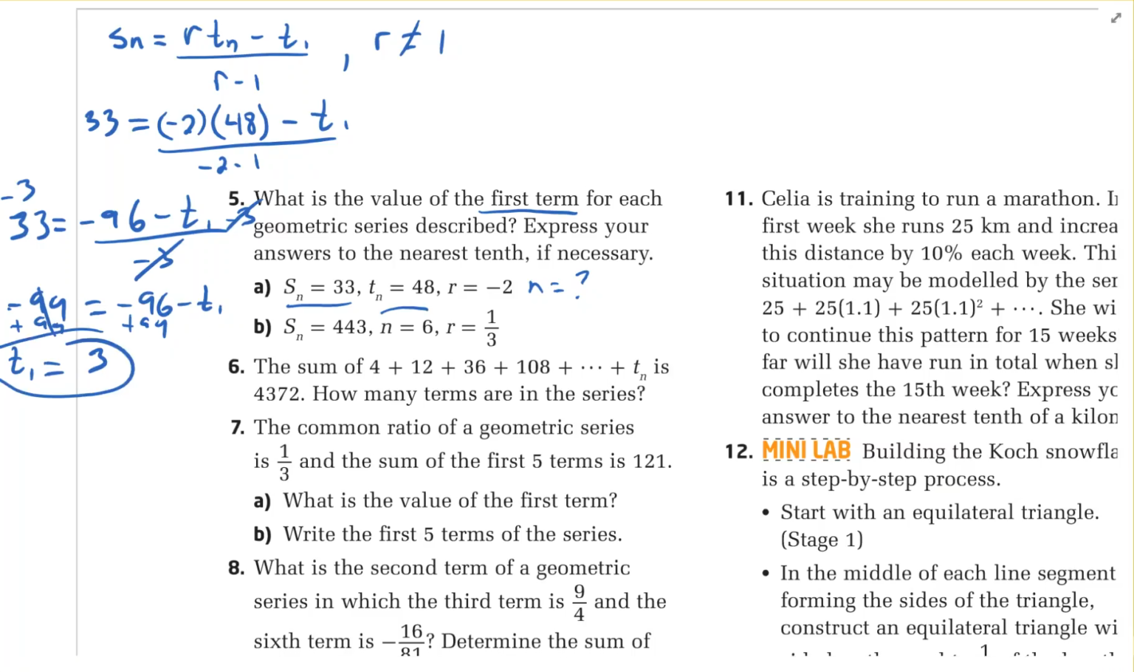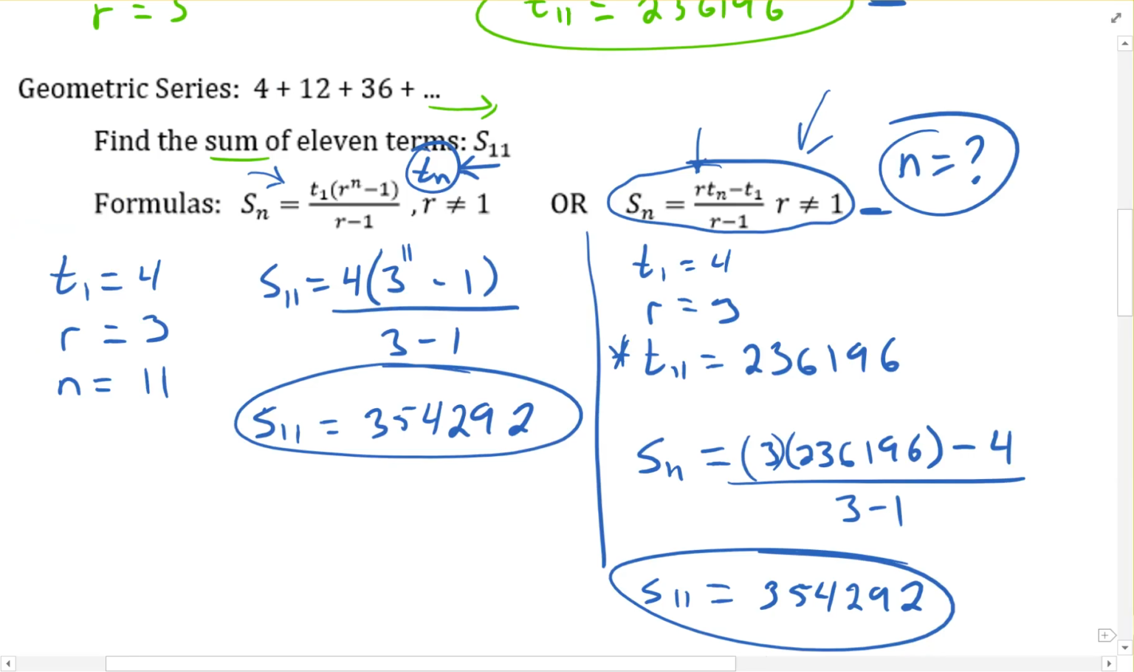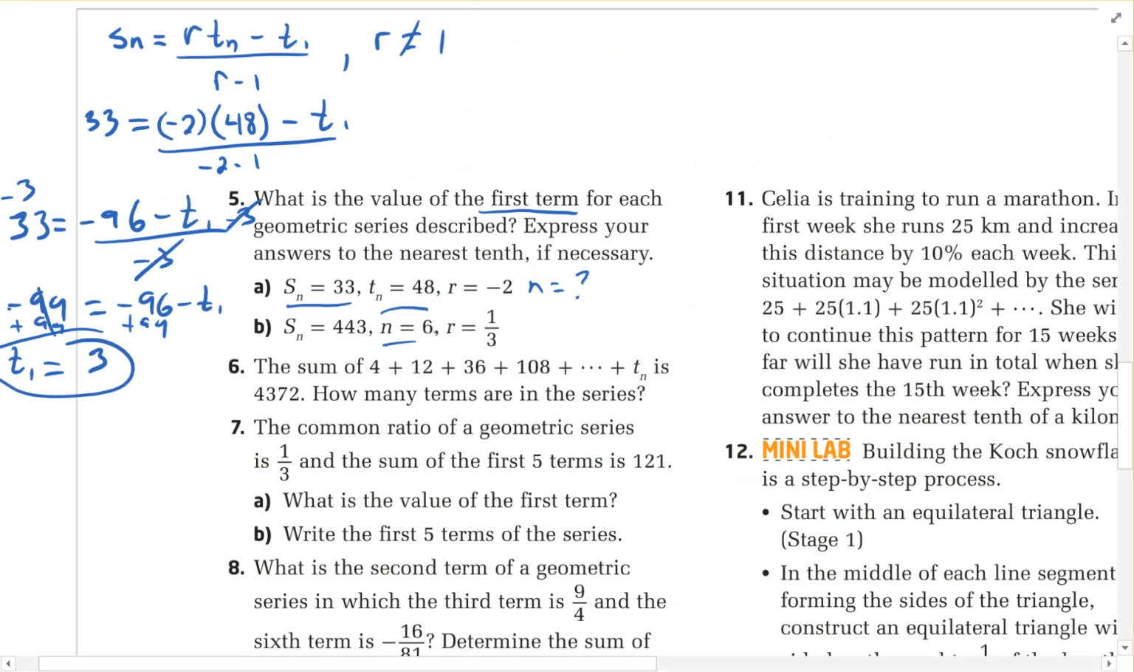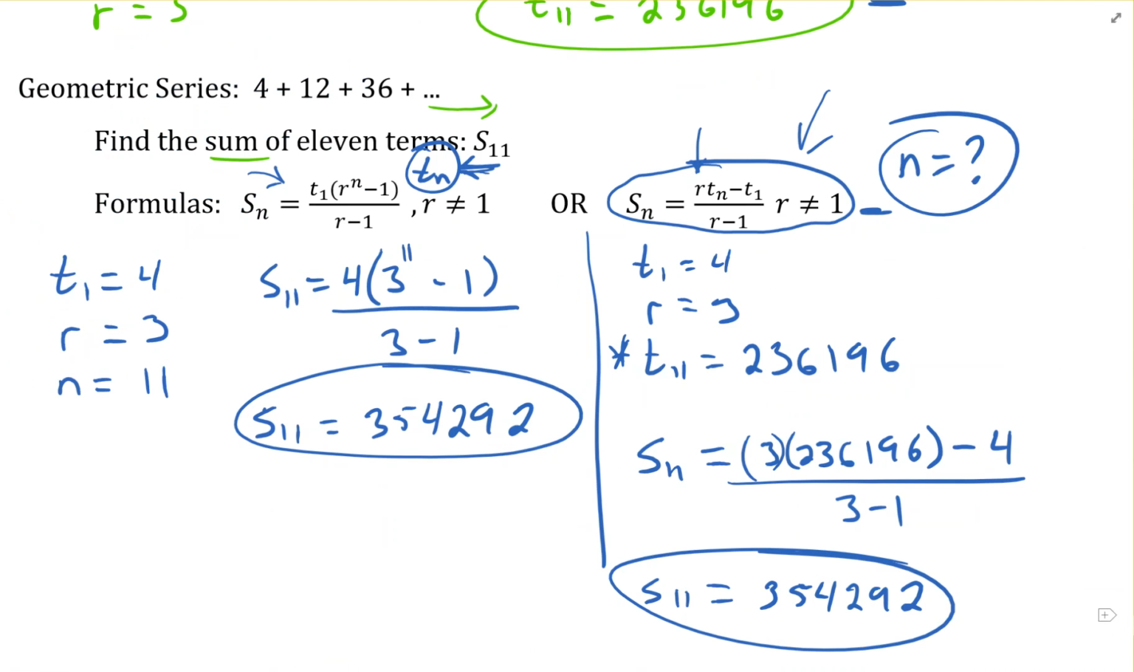Okay, and for B, you're going to have to use the other formula because this time we don't know Tn, right? In the question they give you N. We don't know Tn, so we have to rearrange the other one. So I'll let you guys rearrange that formula for T1.